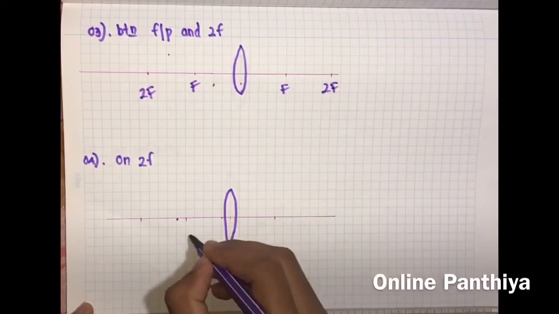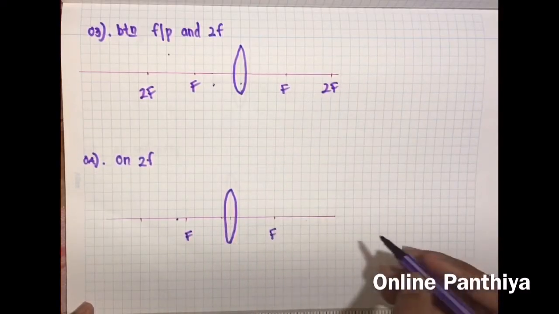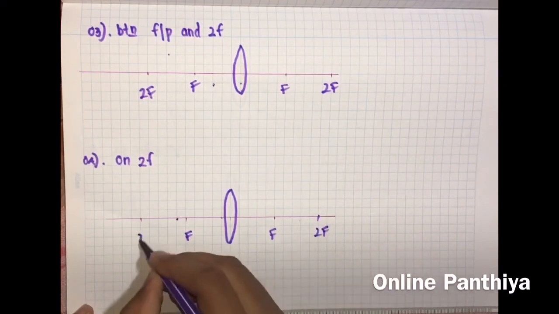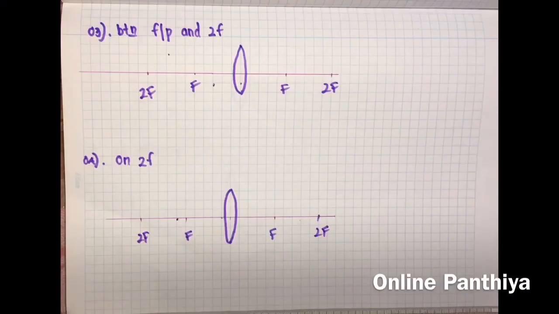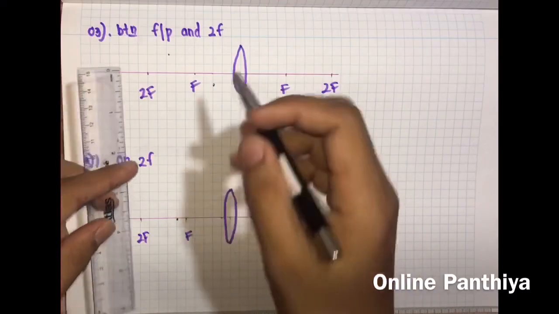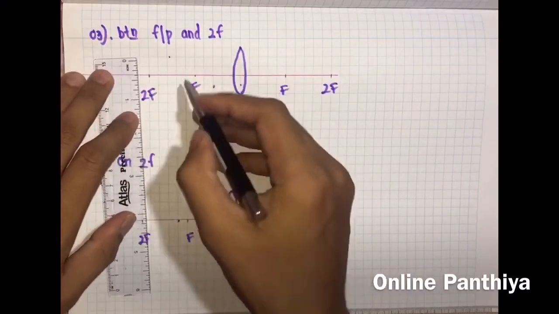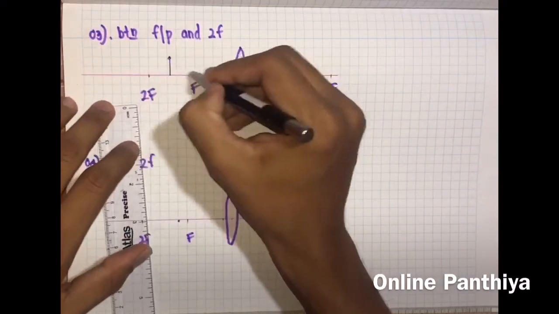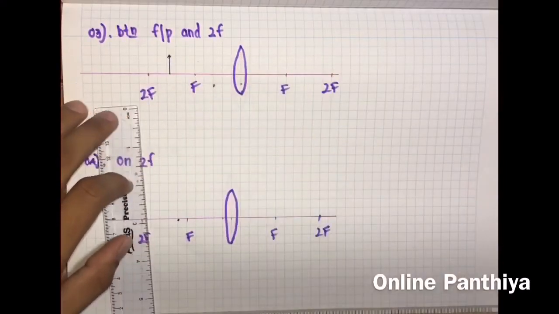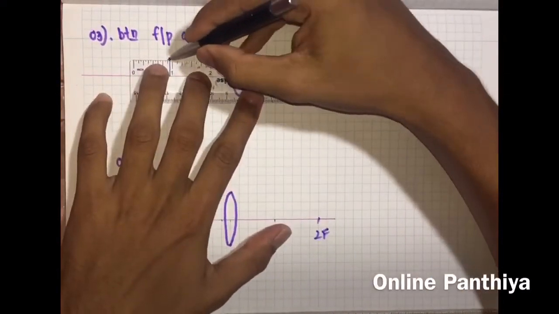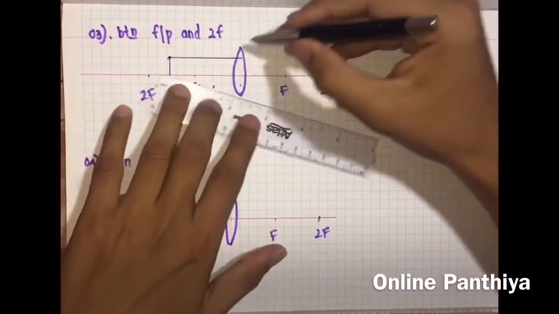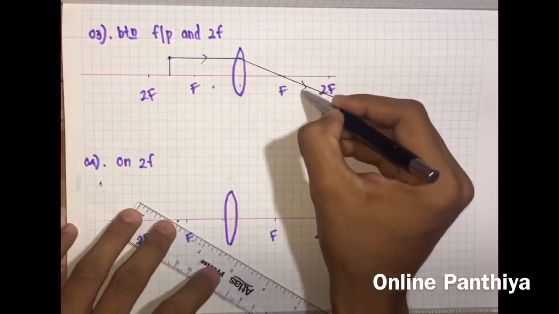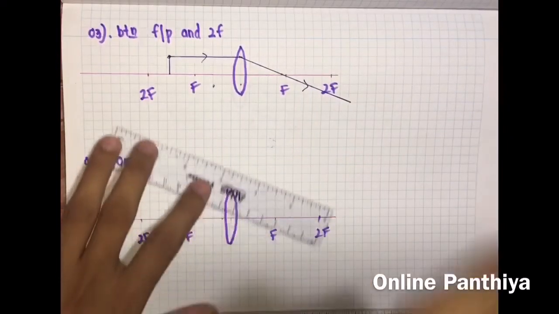First let me mark all this. Now what are we going to do? Where are we going to place the object? The object should be placed between the focal point and twice the focal point, somewhere here. You can place it anywhere between the focal point and twice the focal point. Now you have to draw the ray diagrams. You can draw one as parallel, that should go through F. That is one diagram. At least you need how many? You need two.